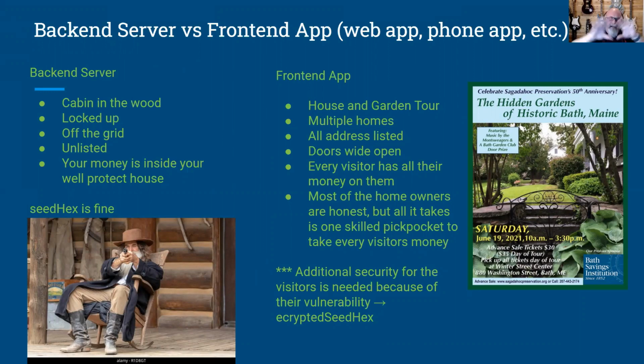And if you're wondering why it's a little bit more complicated on the front end than on the back end, I came up with a kind of a dumb little metaphor here. If we think of it this way, our backend server is kind of like a cabin in the woods, locked up, off the grid, unlisted address, and your good stuff, your money's all inside, but it's well protected, right? And that's why with our seed hex, we feel a little bit more comfortable about it being on our backend server. Now, of course, we are going to be as secure as we can. We'll usually put it in an environment variable so that it doesn't get written in plain text to our public repository, to GitHub or whatever.